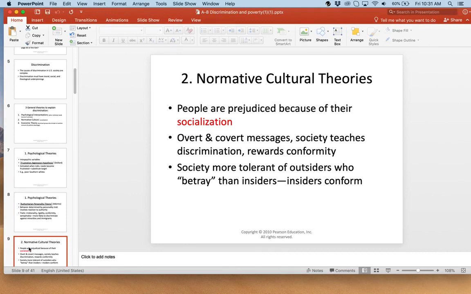The second theory is the normative culture theory, that people are prejudiced because of their socialization, that we are socialized from the beginning, from our families, from our communities, to be discriminative. And this is through overt, in other words open ways, or covert messages that we receive that the society teaches us.